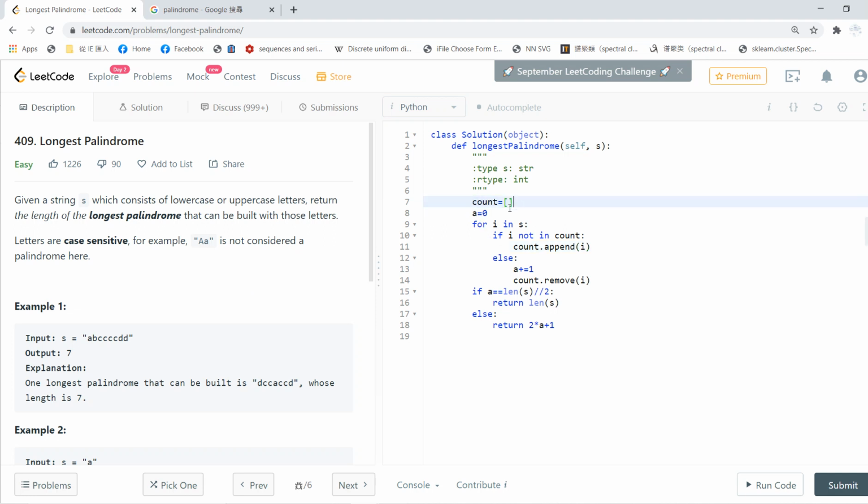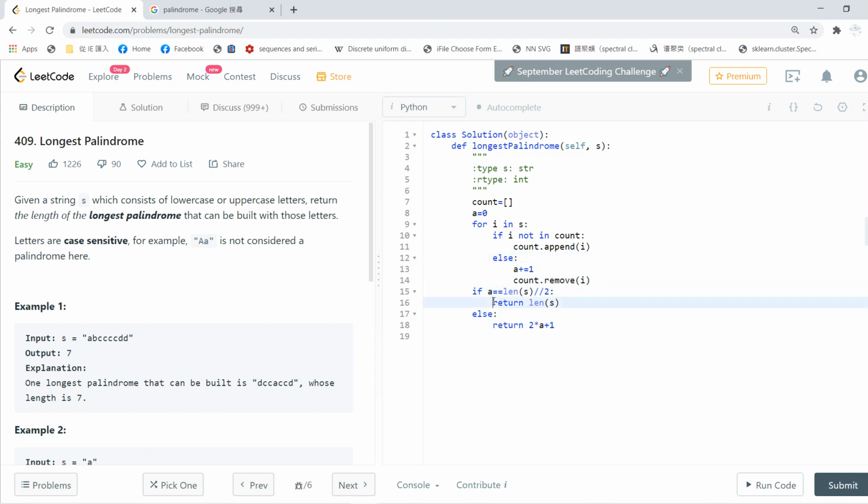So I first initialize some list called count, and A is 0. So this A is I want to count how many characters happen twice. Okay, so if I is not in count, I just append it, and if I is already in count, that means there's a pair. So I add 1 to A, and I use count to remove that character.